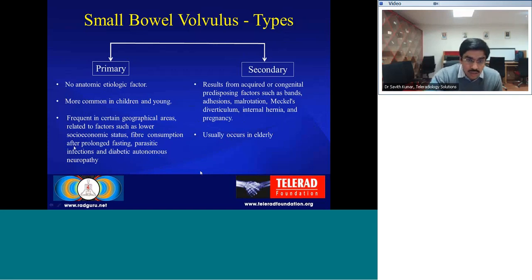The primary small bowel volvulus is frequently seen in certain geographical areas, and is seen in relation to certain factors such as low socioeconomic status, high fiber diet, prolonged fasting, some parasite infestation, or diabetic autonomic neuropathy.